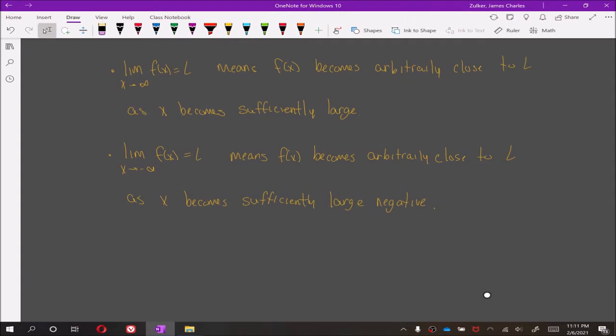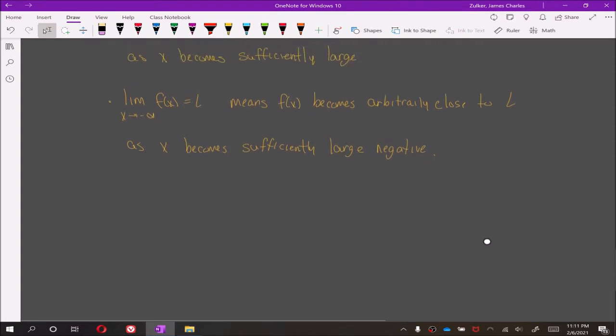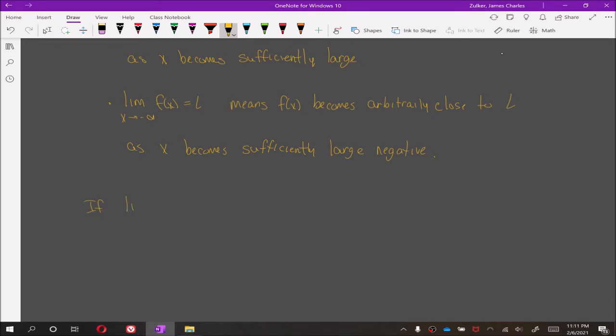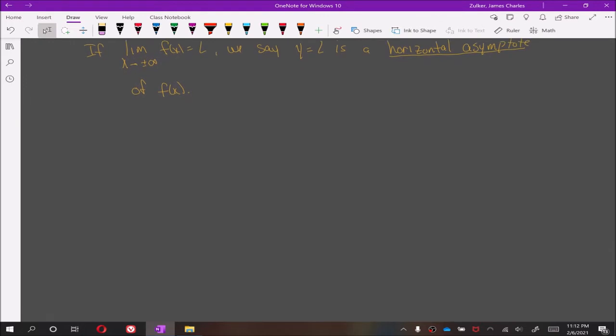This allows us to formally define a horizontal asymptote. If the limit as x approaches plus or minus infinity of f of x is equal to L, we say y equals L is a horizontal asymptote of f of x. So let's now look at some basic limits.